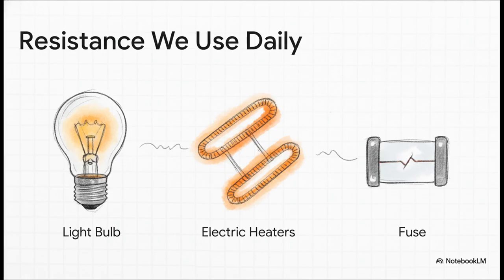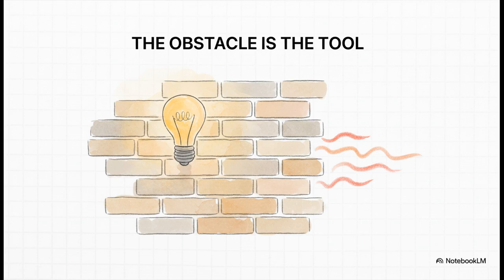Even a simple fuse is a perfect example. It's just a little piece of wire with high resistance that's designed to be the weak link. It melts and breaks the circuit before your expensive electronics do. So, the big takeaway here is that resistance isn't a bug, it's a feature. We've totally mastered it. That electrical obstacle is exactly what gives us light, what gives us heat, and what protects our circuits. In a way, the obstacle becomes the tool. And it's just a fantastic example of how understanding one of these fundamental rules of physics lets us build the amazing world we live in.